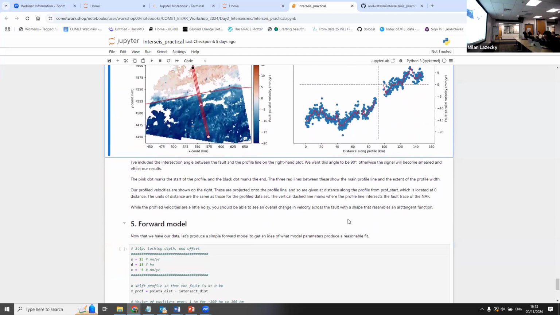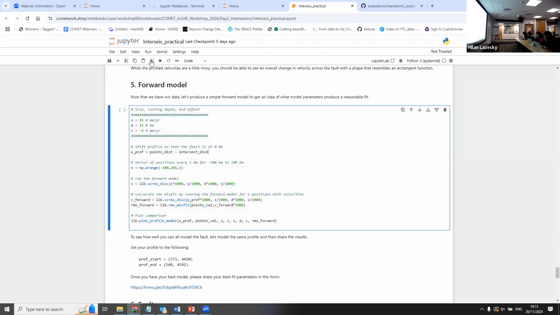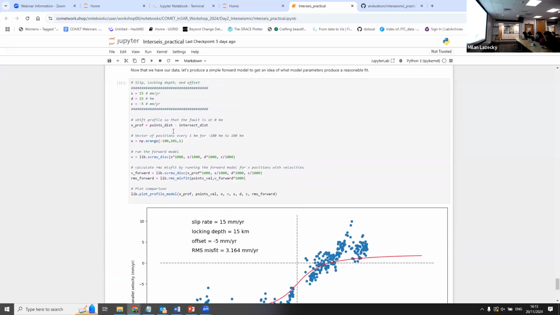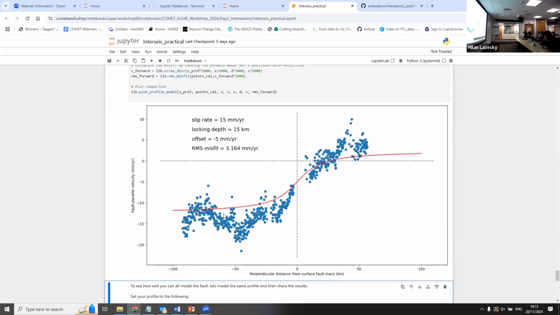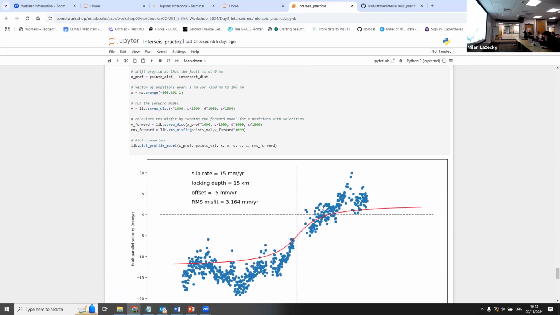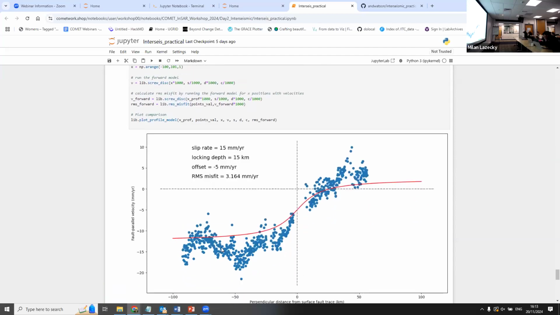Then you can play with the forward model by setting some parameters. You can set the slip rate, locking depth, and constant offset, and see what the forward model looks like and how it fits the observations. You can also calculate the RMS misfit to evaluate how well the model fits the observations.